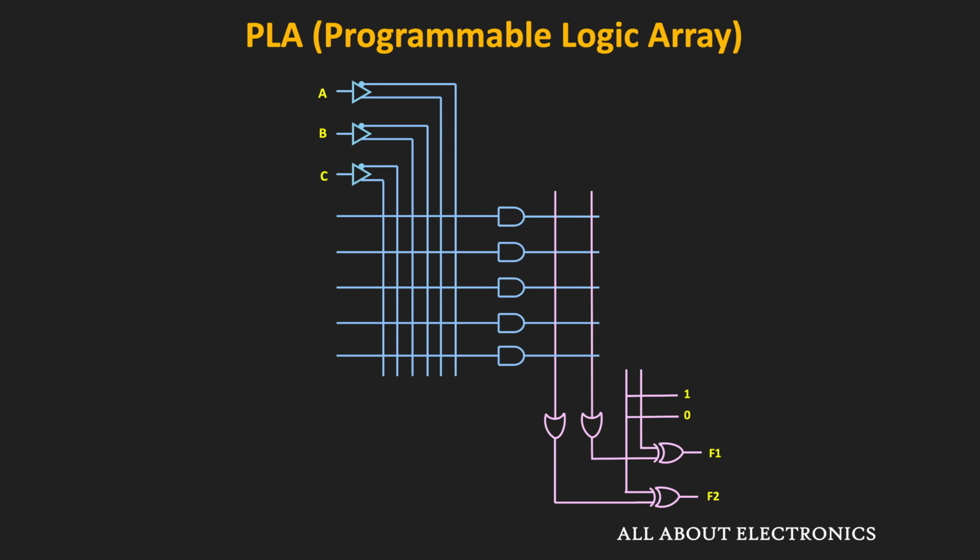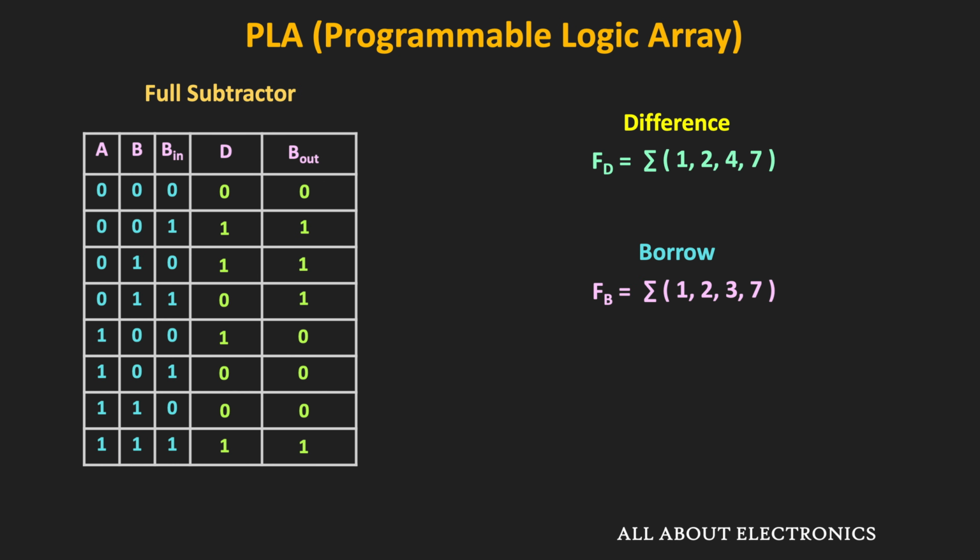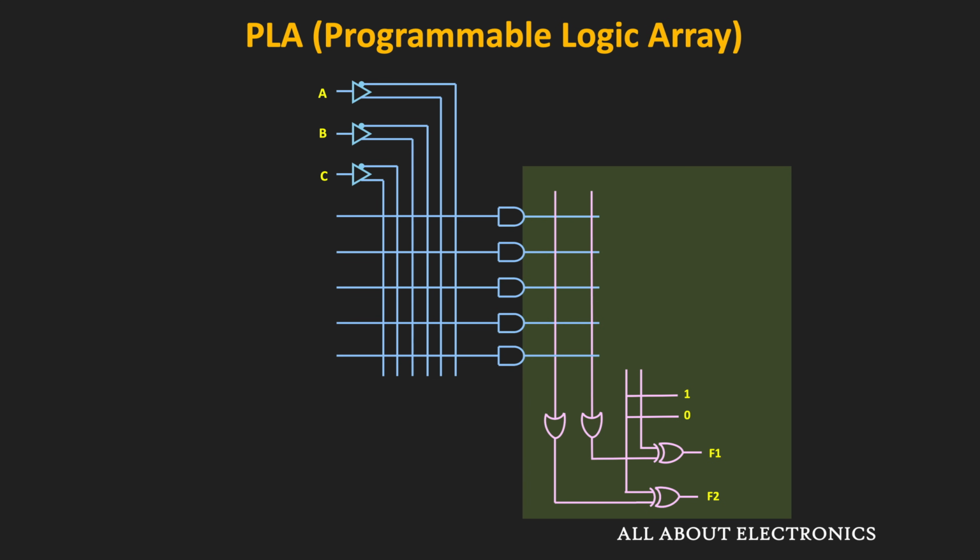So let us take a couple of examples, and through that, let us understand how to use this PLA for implementing different logic functions. Let's say we want to design a full subtractor circuit using this PLA, and during the design we will use the same PLA which I have shown earlier. This PLA has 3 inputs, 2 outputs and 5 product terms.